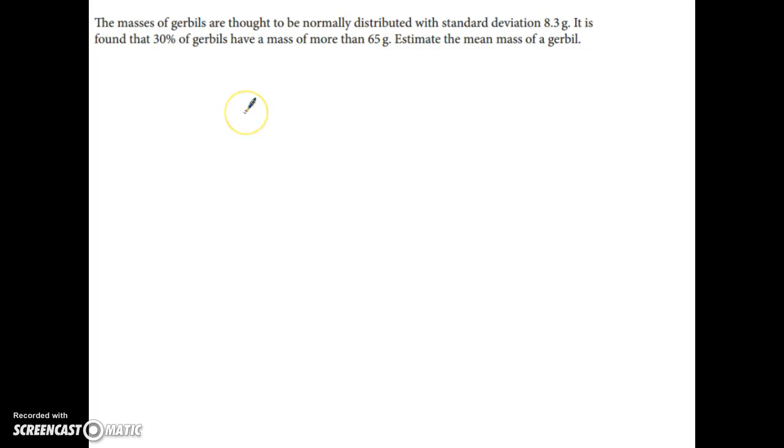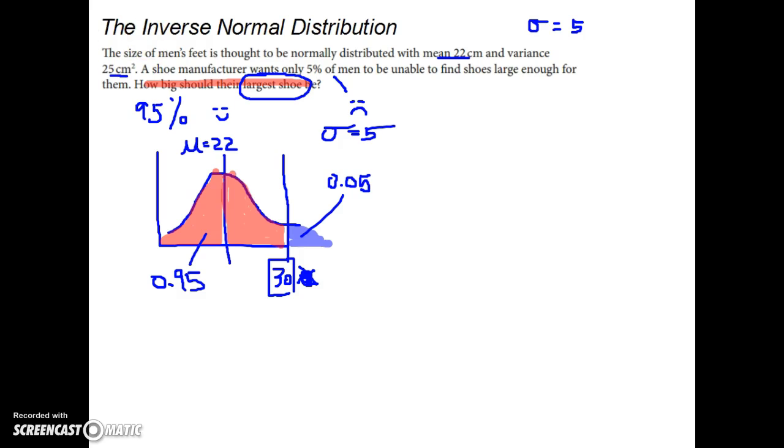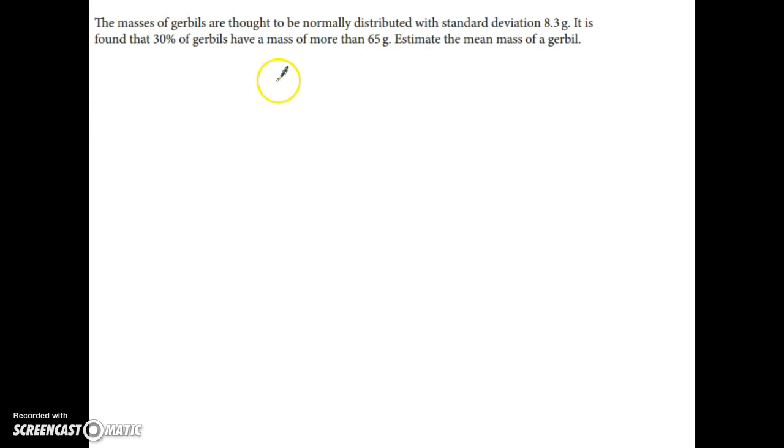Now let's look at a harder type of problem that involves the inverse normal distribution. So pause the video and try to come up with a sketch for this problem.